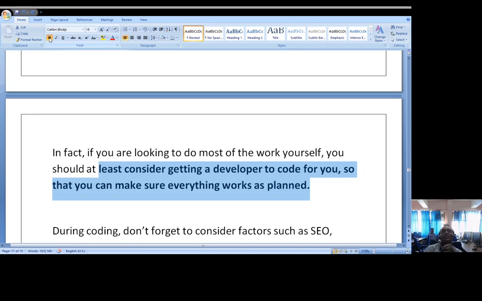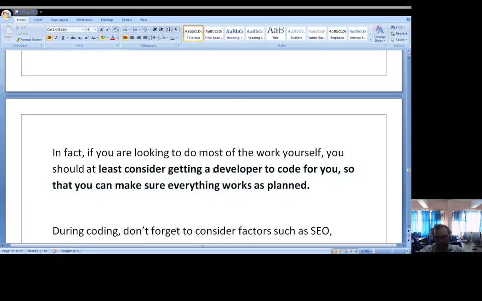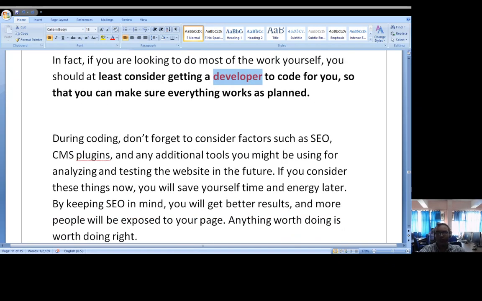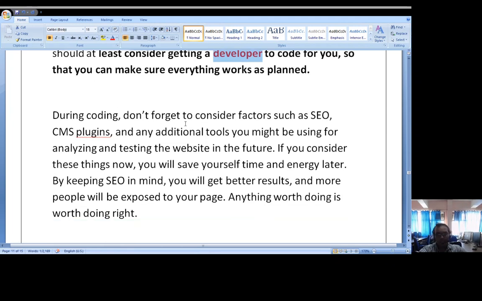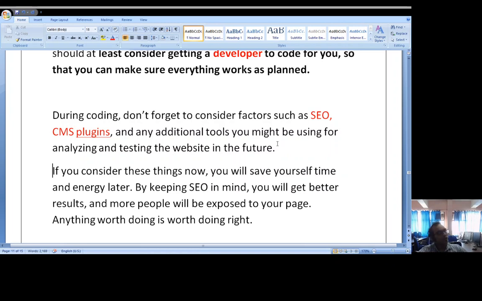But still, this is all imagination, all paperwork. To make it live on the web domain, we need a developer. So the developer plays a very important role in making things alive on the web domain. And during coding, one should not forget other factors such as search engine optimization, content management system plugins, and any additional tools you might use for analyzing and testing our website for the future. That's why coding is a very futuristic domain, and one should understand this.